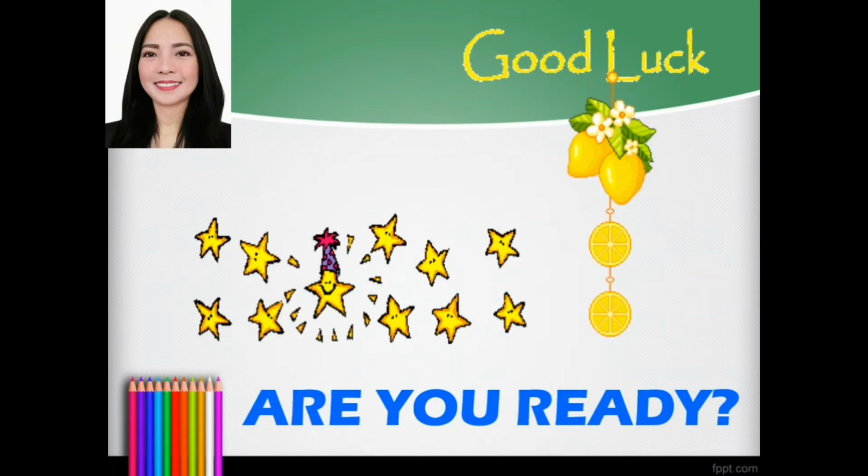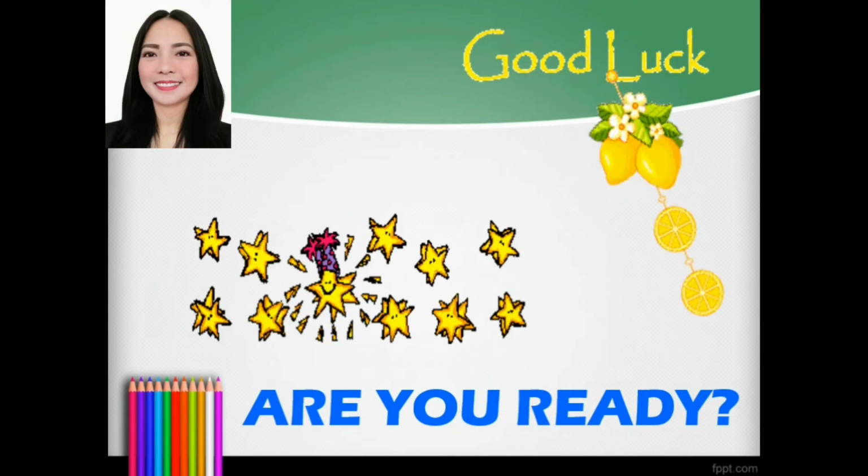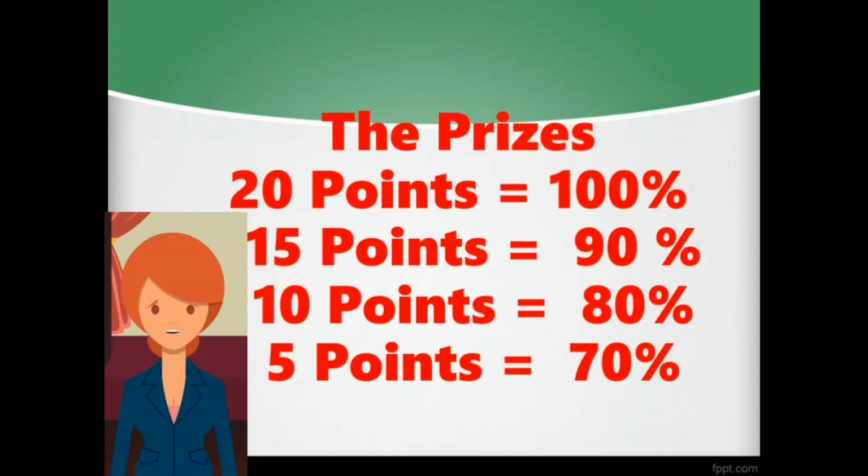So, I will be giving prizes. We have 20 items in this diagnostic test. For those who will get 16 to 20 points, of course, I'll give you 100%. For 11 to 15 points, 90%. For 6 to 10 points, you got 80%. And the last but not the least, 1 to 5 points, you will get 70%. So make sure to comprehend each question so that you'll get 100%.